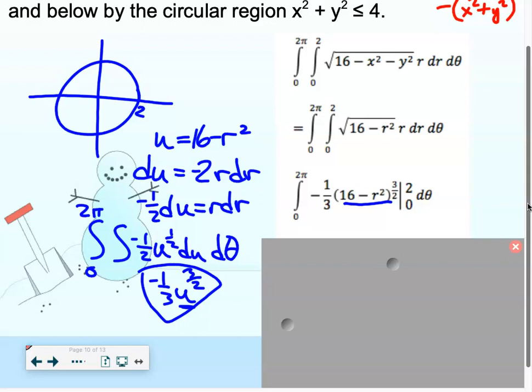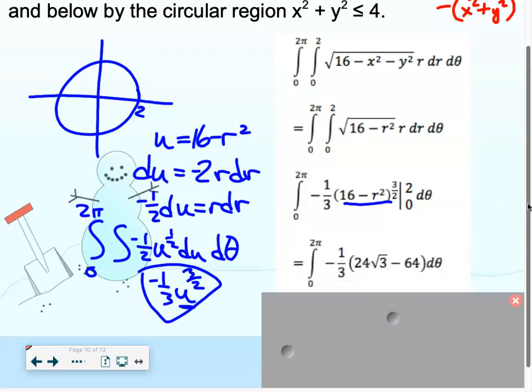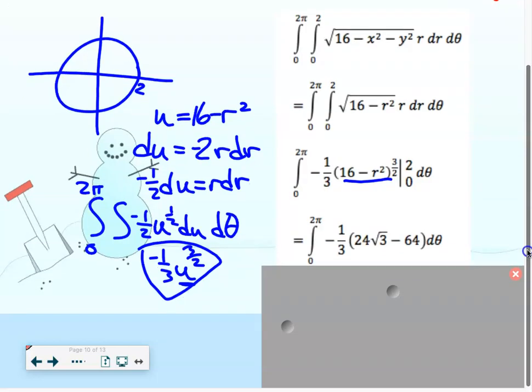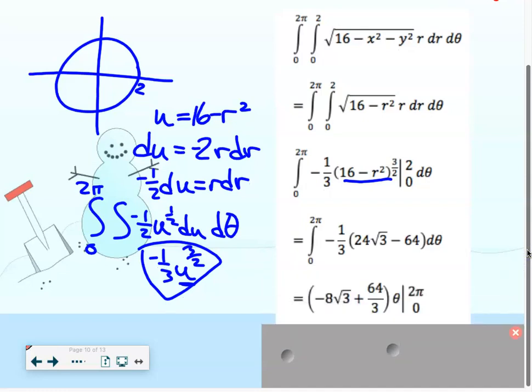So once you do that, you plug in the 2 and you plug in the 0, and you end up with negative 1/3 times 24 root 3 minus 64, which, oh, I didn't even distribute, I just left it. Okay, this whole thing is just one great big constant, right? So then the antiderivative of this is this whole great big thing times theta. So you end up with this whole thing times theta from 0 to 2 pi. So it just ends up being this whole big thing times 2 pi.